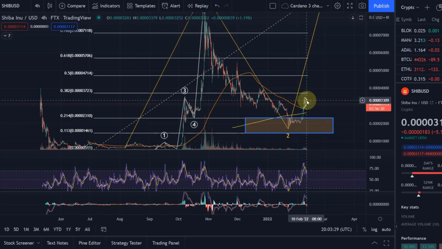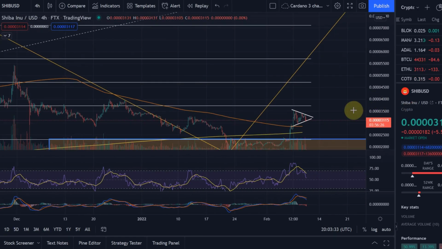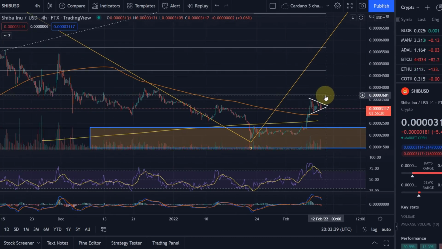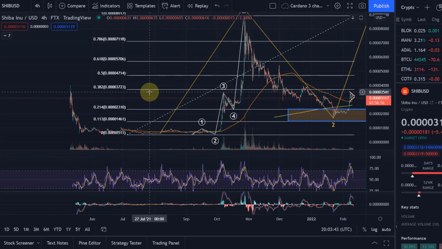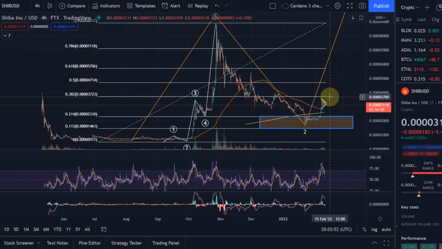Now we are forming a triangle here. If that is going to break out, that could be quite a significant move again. We're not far away from a possible breakout point, and I think Shiba Inu could do quite a big move based on what it has done historically as well. The next key resistance level will be here, the 0.618 fib level, and that is sitting at 3,700.